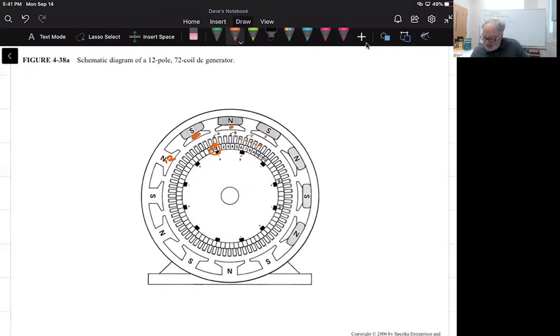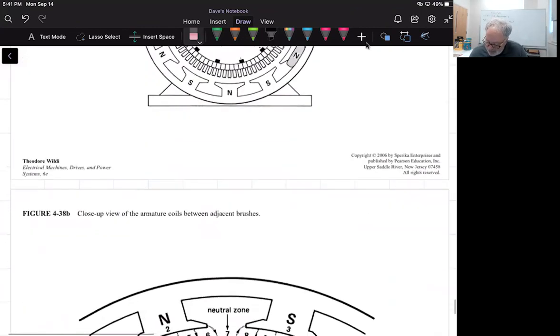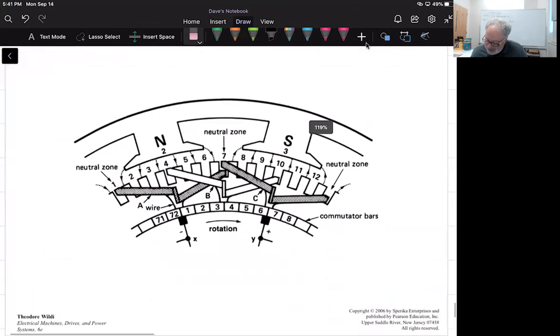But I think it's kind of neat what he does here. If there are 72 coils, there have to be 72 slots for those coils to reside in. If there are 72 coils, there have to be 72 commutator segments. So all that works together. We talked about that earlier in the chapter. But what's kind of neat is here's figure 4.38, and this is the total 12-pole, 72-coil generator. And then what he does is he takes a segment of that and he just blows it up.